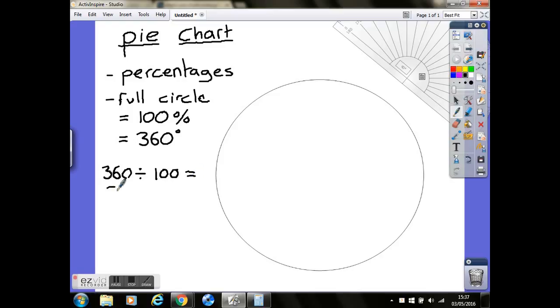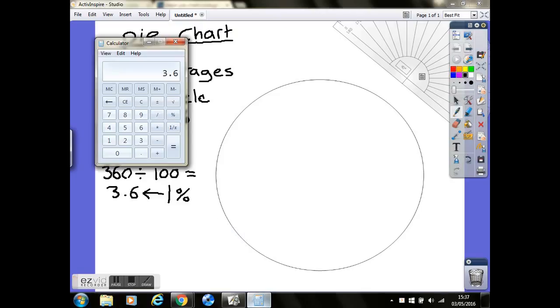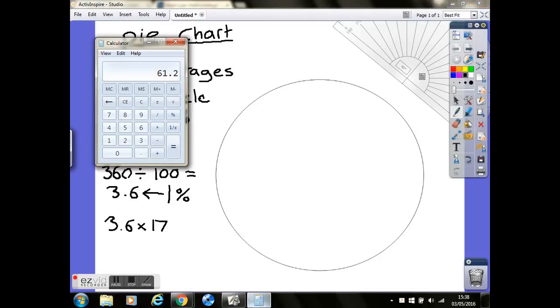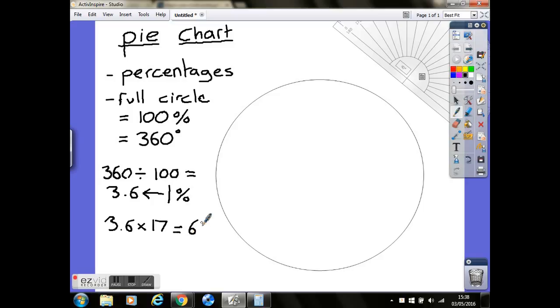So 3.6, that is equivalent to 1%. On this pie chart, if I wanted to find 17%, so a bit of an awkward number, what I could do is take that 3.6 and multiply it by 17 to get 61.2. Now what this tells us is to demonstrate 17% on a pie chart, we need that to be 61.2 degrees.